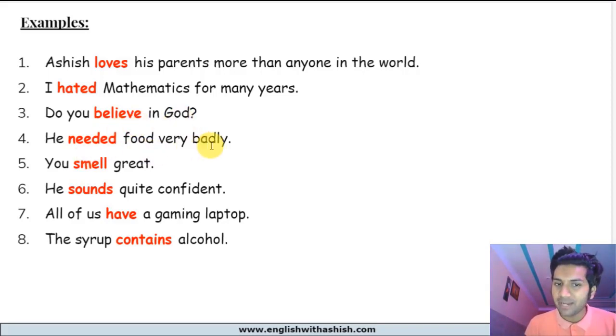He needed food very badly. How do you need something? If you need something, your emotions are in a certain way. You're not doing anything. Again, a mental state. You smell great. You're not doing anything. So smell here is working as a stative verb. You smell great. You look great.